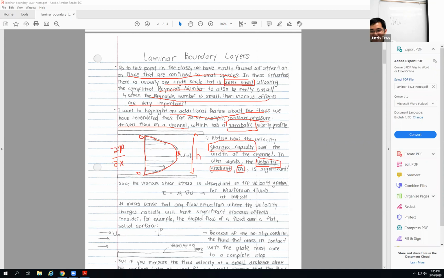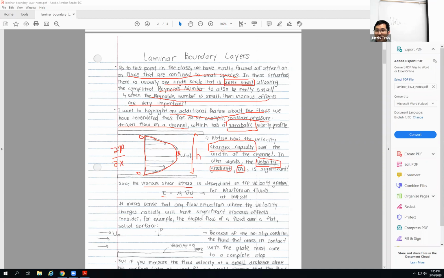And so we know that if the velocity gradient is significant, then the viscous shear stresses are going to be significant. Okay, because we know that the formula for the viscous shear stress is given by this: tau is equal to our viscosity mu times the velocity gradient.